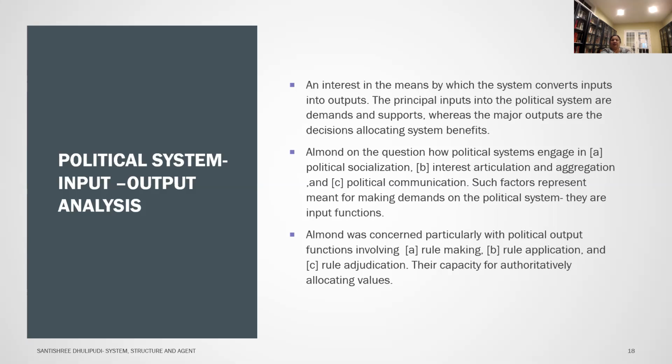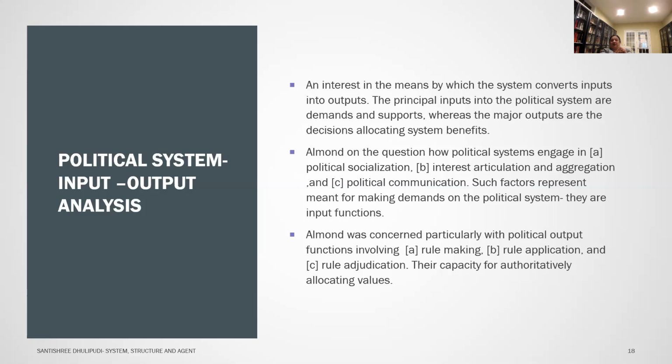aggregation, and political communication. Such factors represent what is meant by making demands on the political system. They are aware of the input functions.